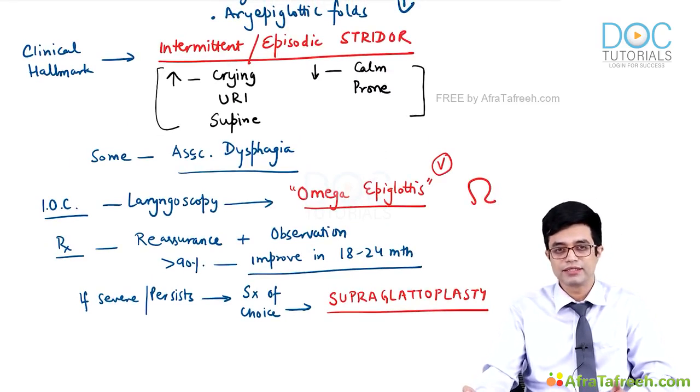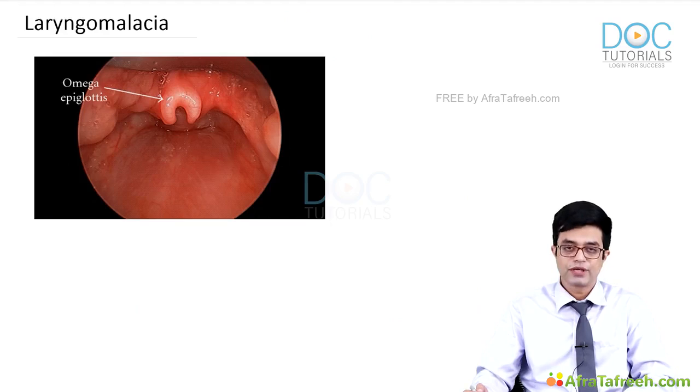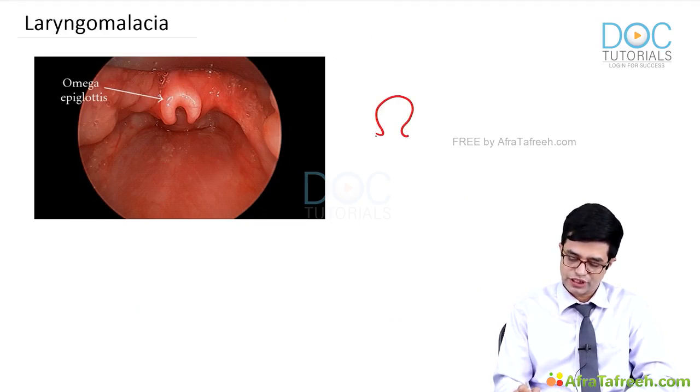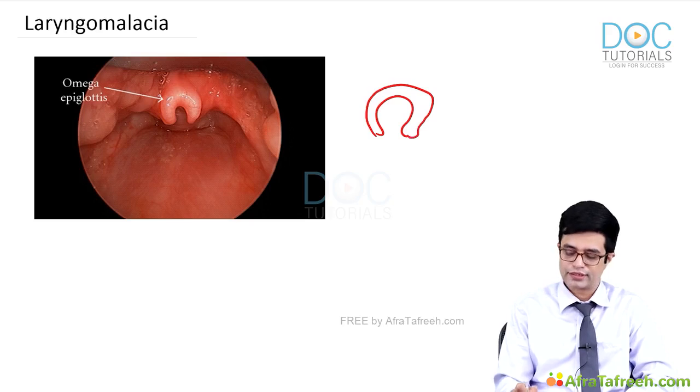Before we move further, let us have a look at the visual of omega epiglottis. How does it look like? As you can see in this picture, this is a laryngoscopic finding of omega epiglottis. So it looks just like an omega. This shape of the epiglottis is called omega epiglottis.